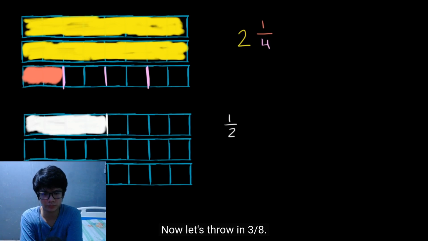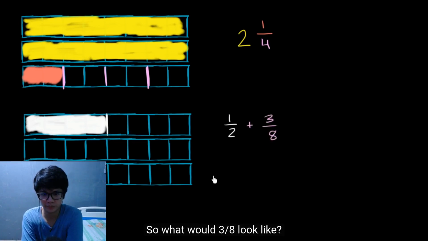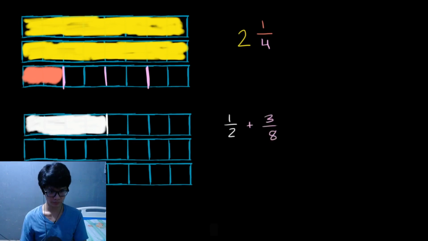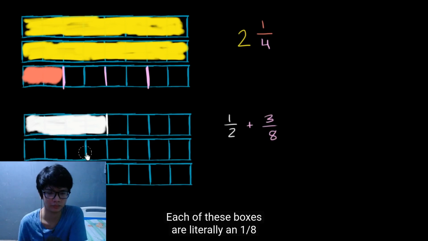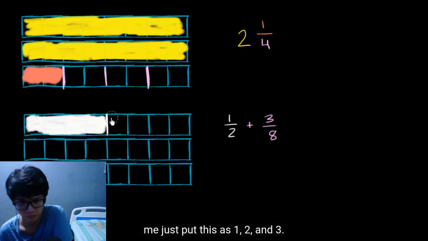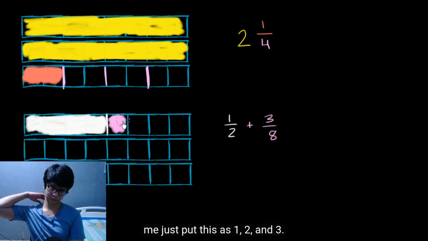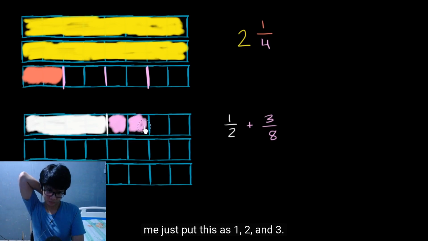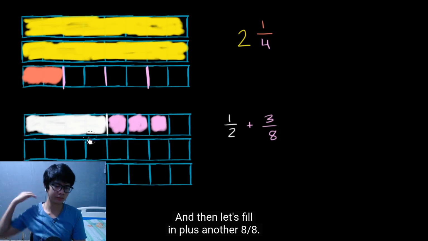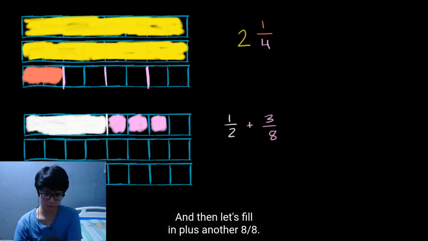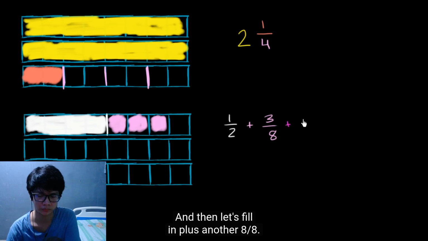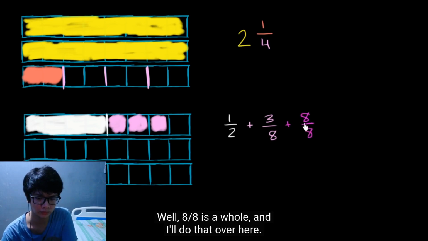Now let's throw in, I don't know, let's throw in 3 eighths. So what would 3 eighths look like? Well, each of these boxes is literally an eighth. And I could fill it in however I want, but let me just put this is 1, 2, and 3. And then let's add, I don't know, plus another 8 eighths. Now what's 8 eighths? Well, 8 eighths is a whole.